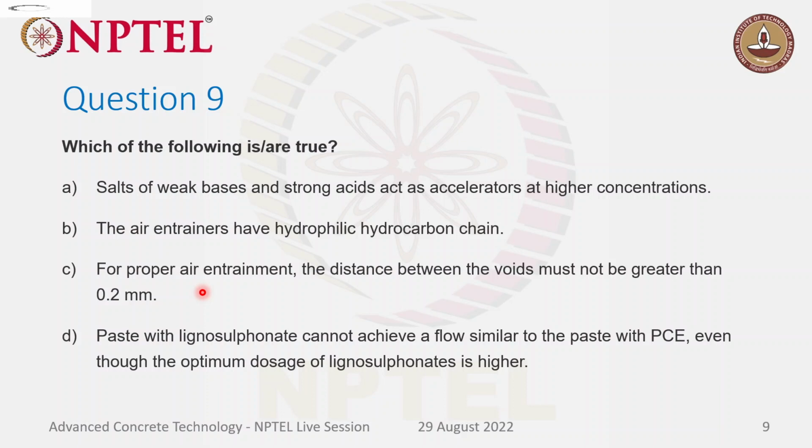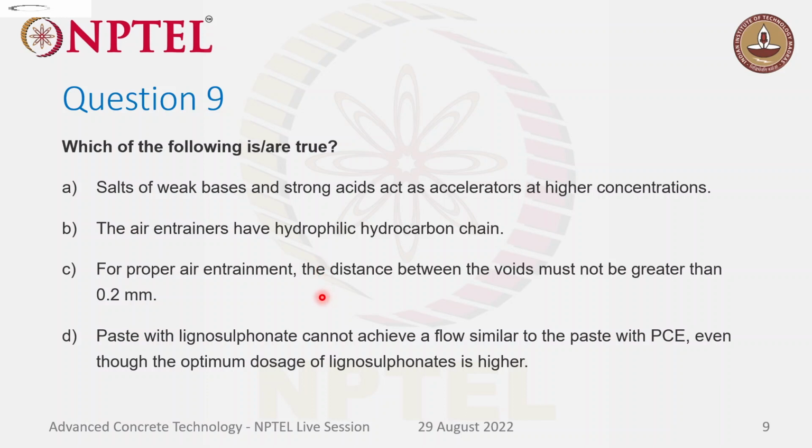So air entrainment is done particularly in cold weather concreting so that there will be enough space for the freeze. If water freezes, we know that the volume increases. So if there is an increase in volume, there should be enough space to accommodate that. On freezing, if a particular pore starts freezing, then the water from that pore should travel to accommodate more space, right? So that travel time will be minimized.